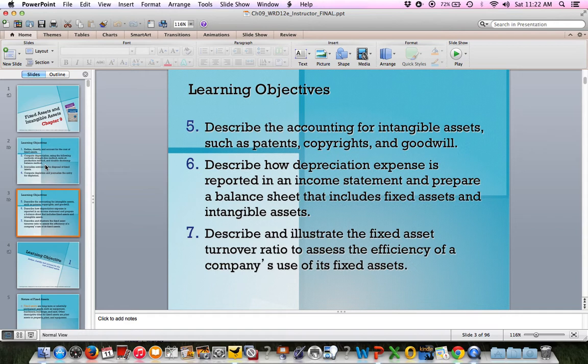We'll talk about intangible assets, how to account for them, how depreciation is reported in the income statement and the balance sheet, and then we'll look at a ratio like we usually do.